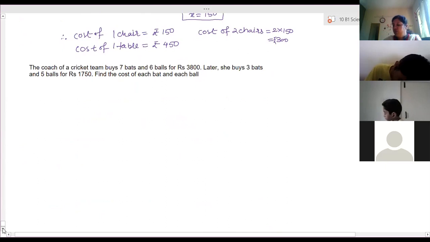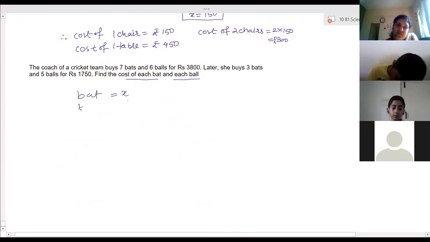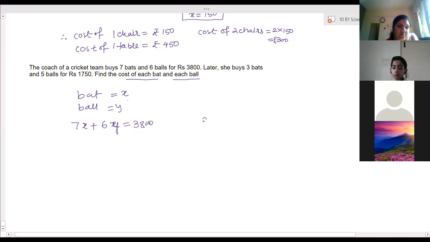So now here, what are the equations you got in this question? Ma'am, Y is equal to 50, ma'am. They have asked the cost of each bat and each ball. Ma'am, 7X plus 7Y is equal to 3800 and 3X plus 5Y is equal to 1750. Right.